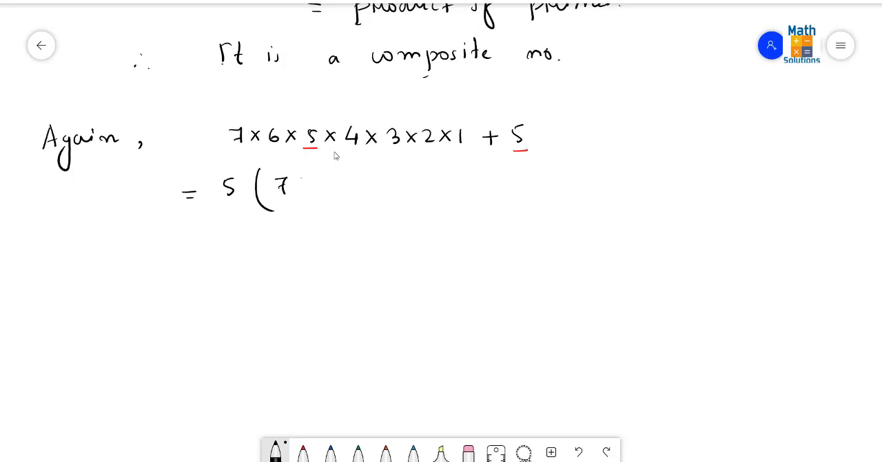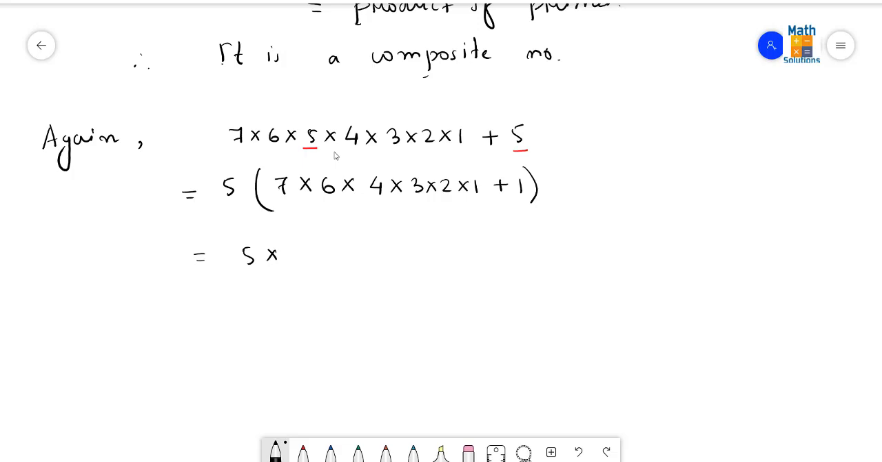Again, what do I have to write? 7 into 6 into 5 into 4 into 3 into 2 into 1 plus 5 is equal to what? In both these terms, I get 5 as a common factor. So in the next step, taking 5 common, within the bracket I get 7 into 6 into 4 into 3 into 2 into 1 plus 1. The result will be 5 into, within the bracket, what is the calculation? We have to find that out.